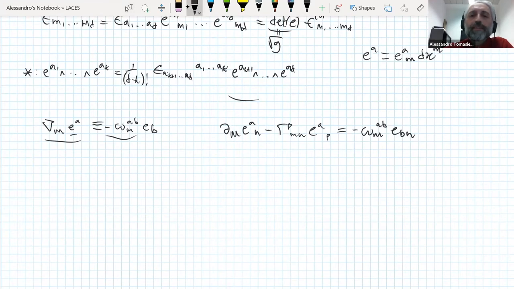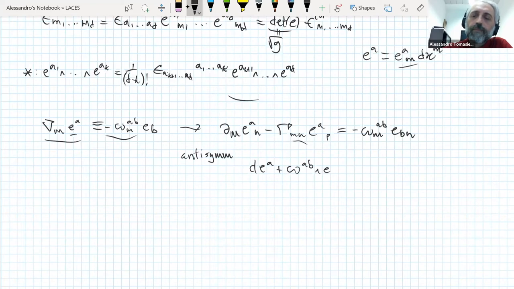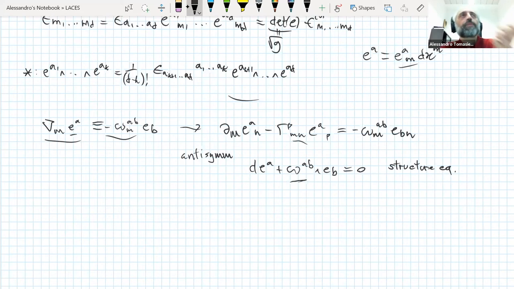I can also anti-symmetrize in M and N, and in form notation, because if I anti-symmetrize this, this becomes a d of something over one form. Anti-symmetrizing here, this disappears. And this becomes a wedge product. And it's called the structural equation. Now, given this, it's easy to see that under local Lorentz transformation, this guy needs to transform as well. It's similar to the fact that, of course, under diffeomorphisms, the gammas transform.